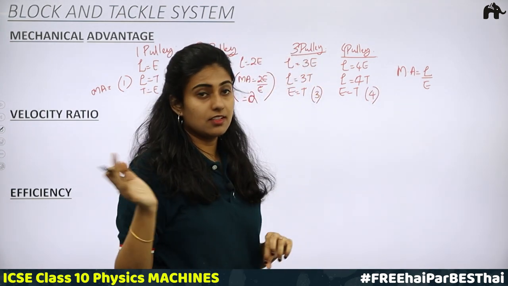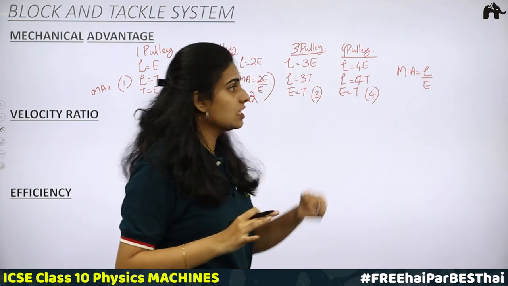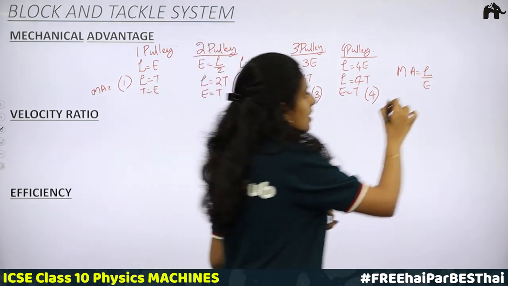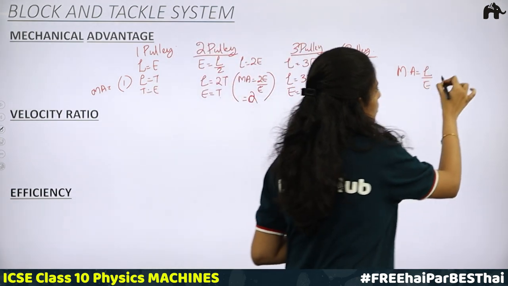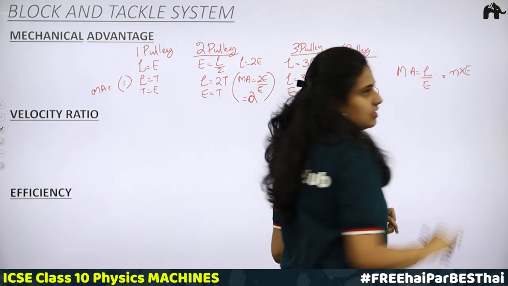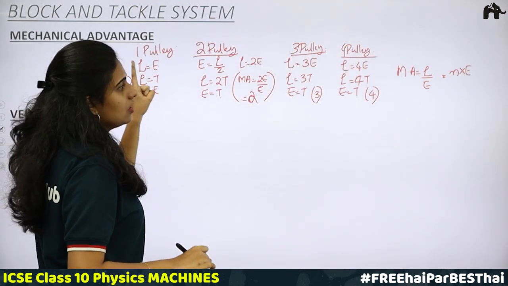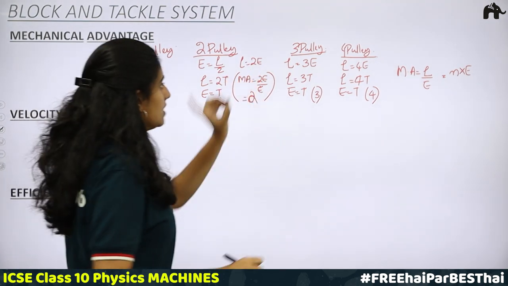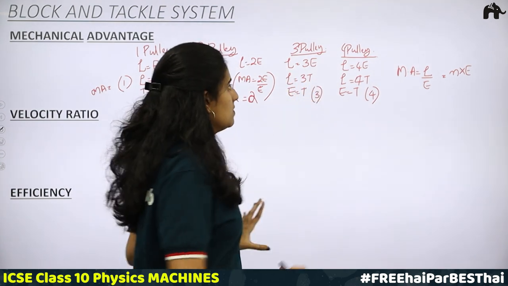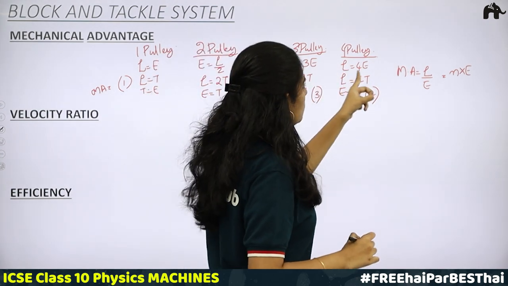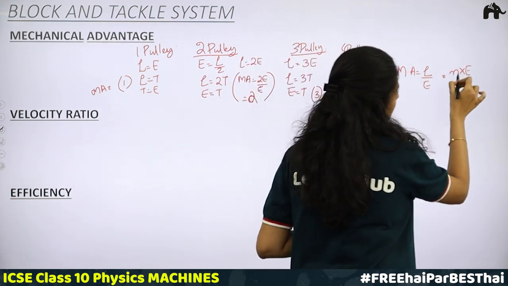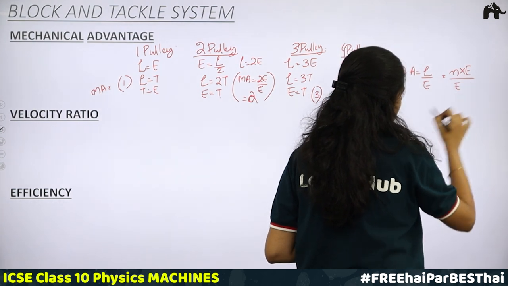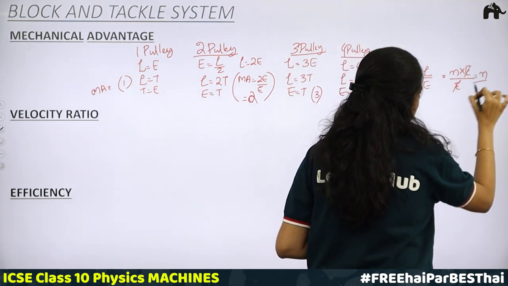What does this mean? Depending on the number of pulleys used, the mechanical advantage will be the number of pulleys used. Here, if you have N number of pulleys, then the load will be equal to N into effort. When N is equal to 1, load is equal to effort. When N is equal to 2, load is equal to 2 times effort. When N is equal to 3, load is equal to 3 times effort. And when N is equal to 4, load is equal to 4 times effort. If it is N, N is the number of pulleys, then you have load equal to N into E divided by the effort E. Cancelling, we will be getting a value N.